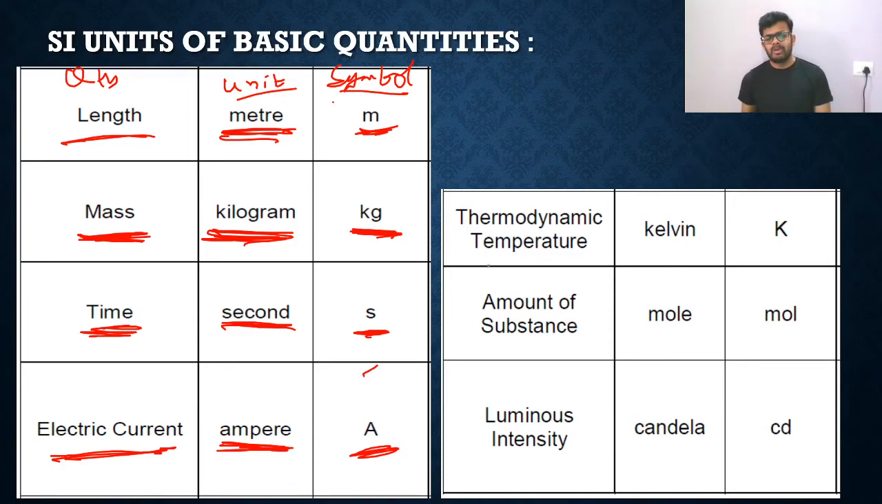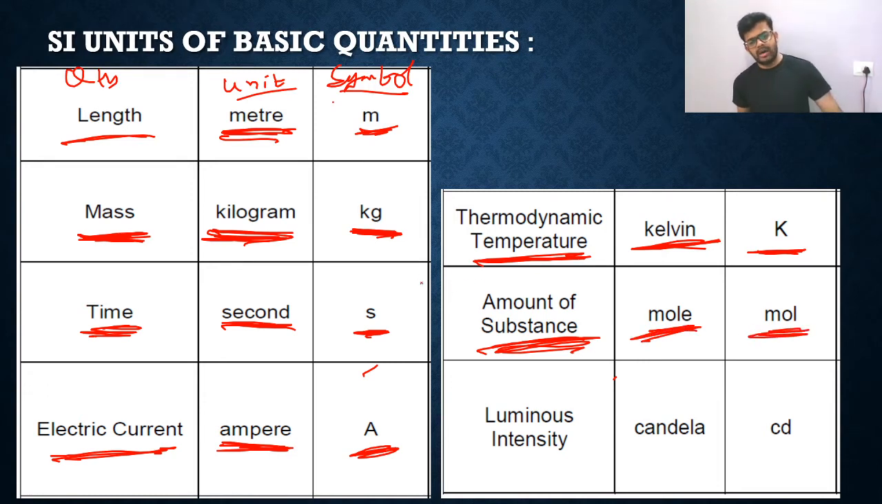Next I'll talk about thermodynamic temperature. What is the unit of temperature? These all are SI units. That is Kelvin, and Kelvin has the symbol capital K. Next, mole. Amount of substance is always measured in mole, and its symbol is mol. Actually, mole is spelled M-O-L-E, but the symbol is mol. So this symbol we need to use.